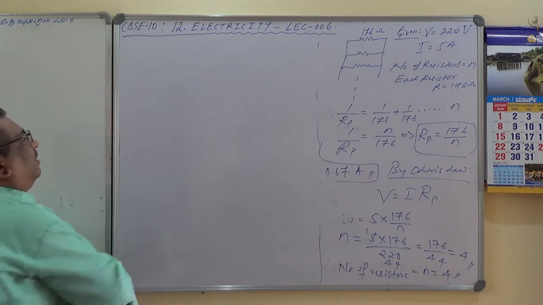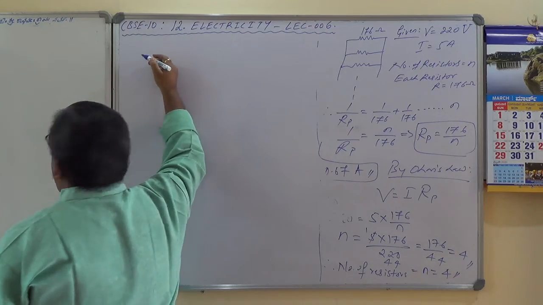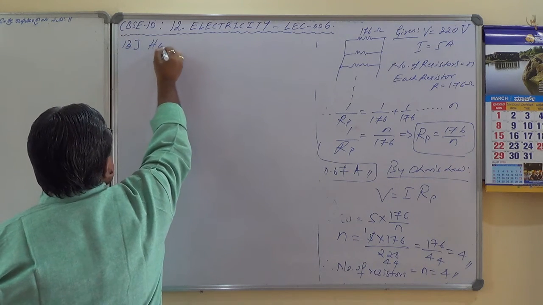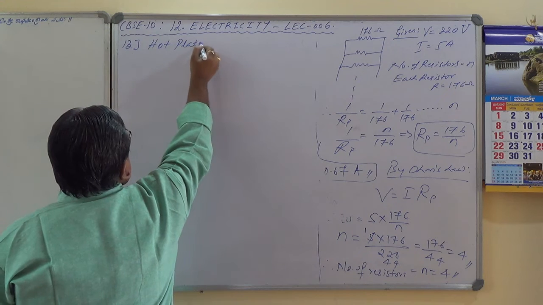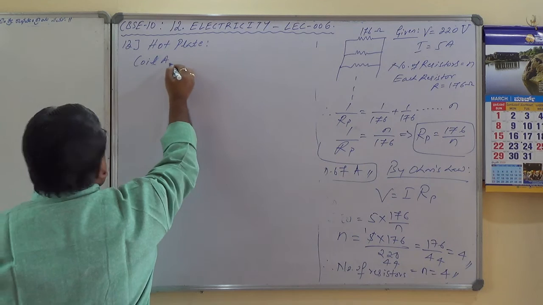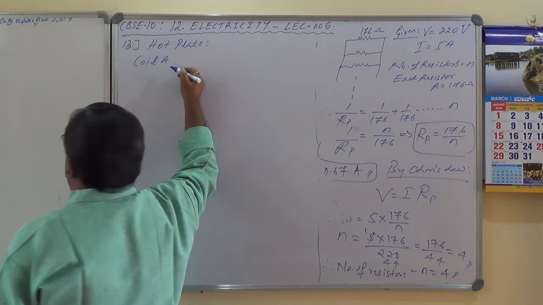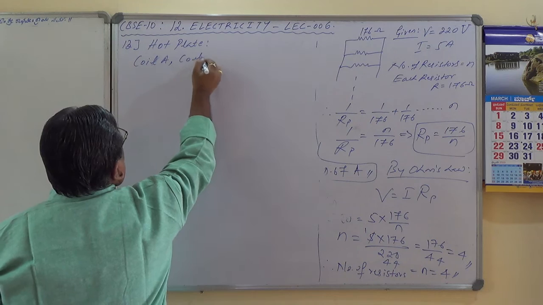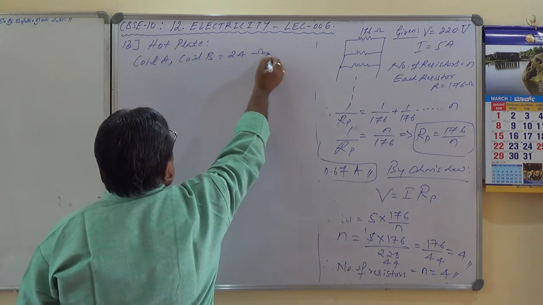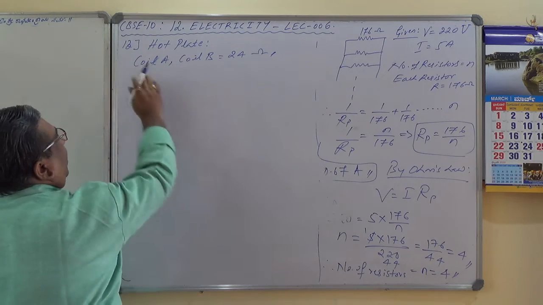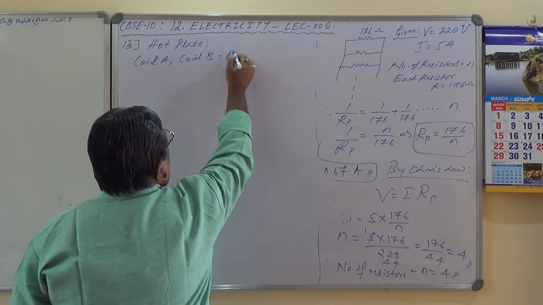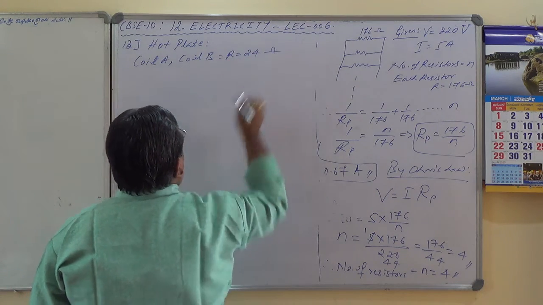Let us note down the given data. Question number 13. It is a hot plate. It has two resistance coils, coil A and coil B, which are equal to 24 ohm resistance each. So R of A, R of B equals 24 ohm. So what I write here is R equals 24 ohms.